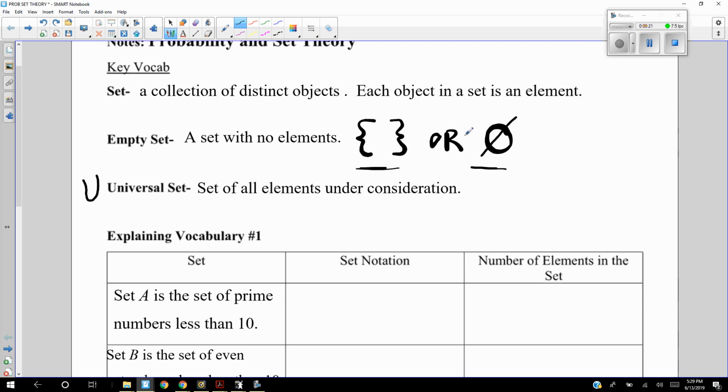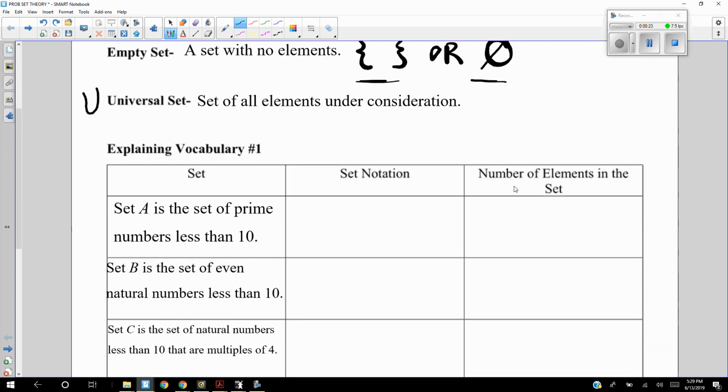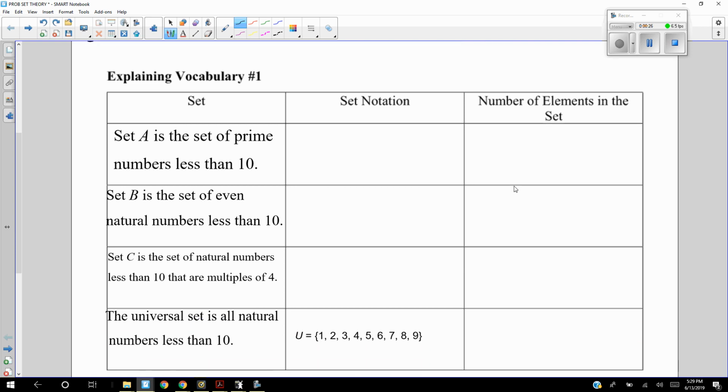All right, so we've got two tables where we're going to explain a lot of the vocabulary from this section. In this first column, we have basically come up with 4 different sets, starting with set A. Set A is the set of prime numbers less than 10. So the notation for that is capital A, and we're going to write all of the elements of set A in curly braces. So the elements are the numbers less than 10 that are prime numbers. So that is 2, 3, 5, and 7. Remember, a prime number is something divisible by 1 and itself.